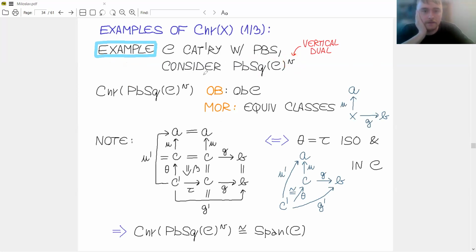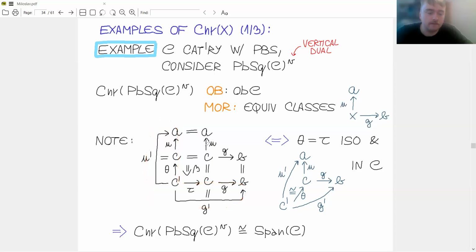You can do the category of corners construction for this double category. This one has the properties that enable the category of corners construction because all the squares are pullbacks. And in this case, the category of corners has the objects of C. The morphisms are equivalence classes of, so these are some kind of spans, right? This one goes the other way because we take the dual.